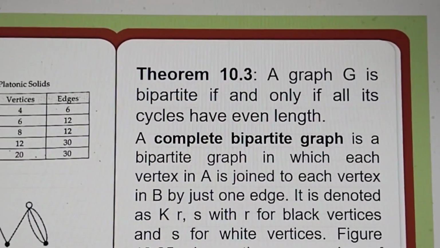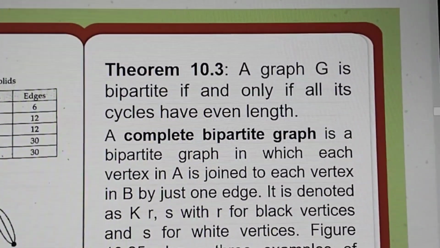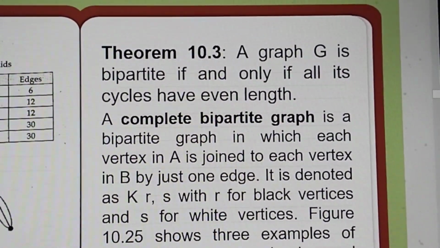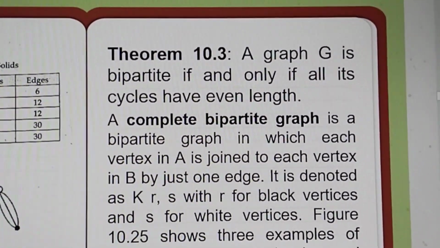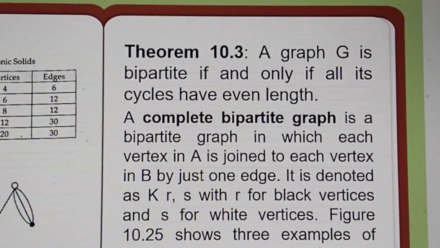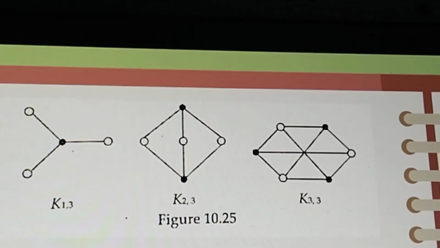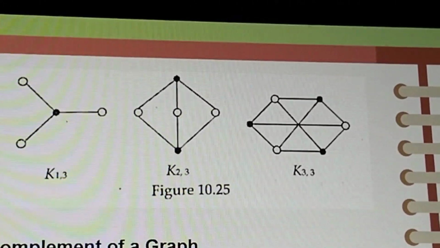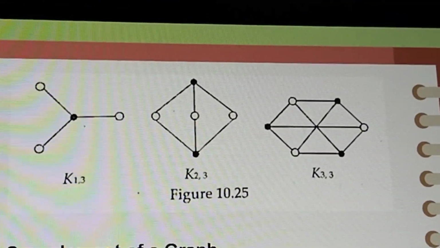Theorem 10.3: a graph G is bipartite if and only if all its cycles have even length. A complete bipartite graph is a bipartite graph in which each vertex in A is joined to each vertex in B by just one edge. It is denoted as capital letter K sub R,S, with R for black vertices and S for white vertices. Figure 10.25 shows 3 examples of complete bipartite graphs. Observe that black vertices are connected with white vertices and there are no multiple edges.